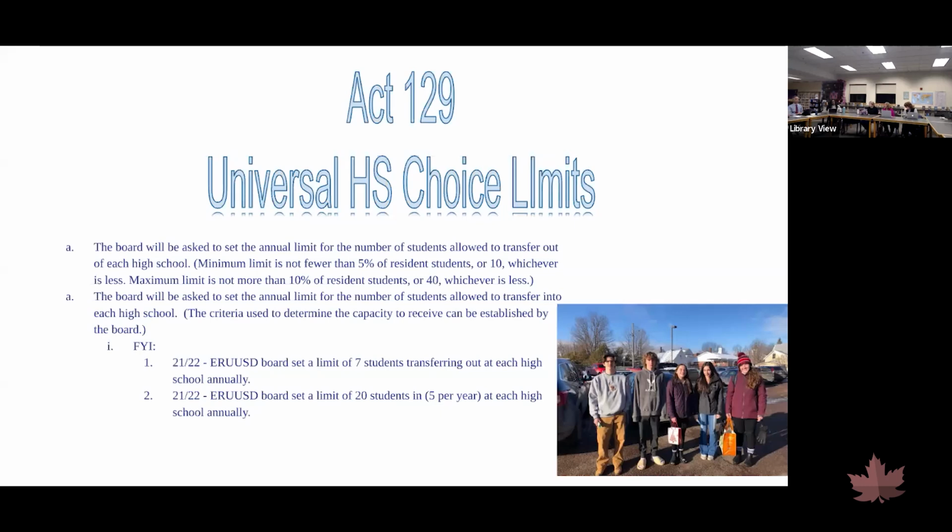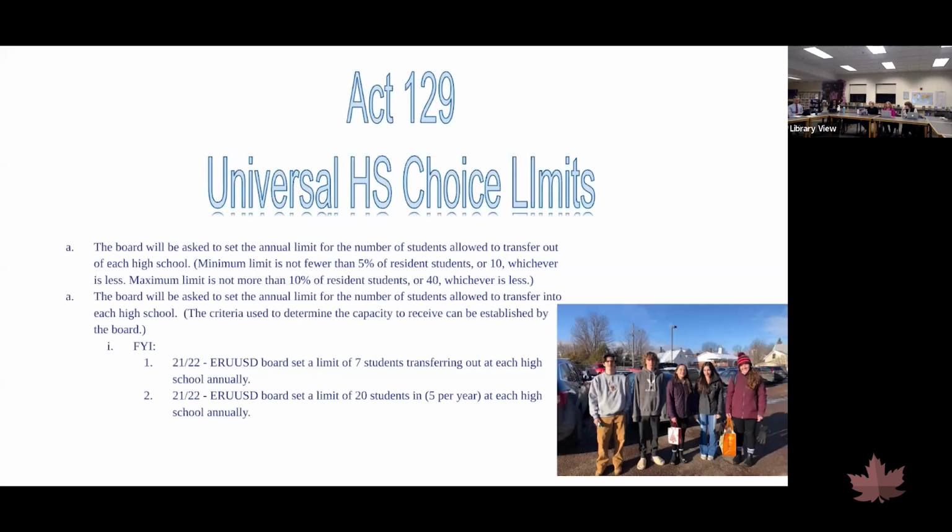And this is a transfer between Enosburg and outside of. It's outside. So for instance, a kid who lives in Highgate and should be going to this school under Act 129 can apply to come here. Okay. But the money stays in Highgate.